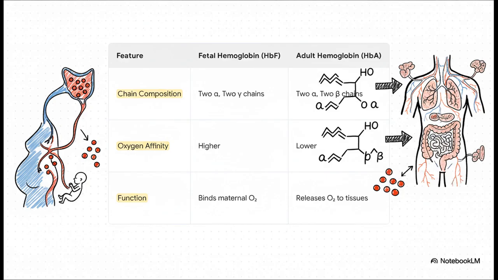But once the baby's born, the whole game changes. We switch over to adult hemoglobin, HbA, which has a much looser grip. That makes it perfect for its new job, dropping off oxygen to all the body's tissues. This whole switch is a huge plot point in the diseases we're about to cover.